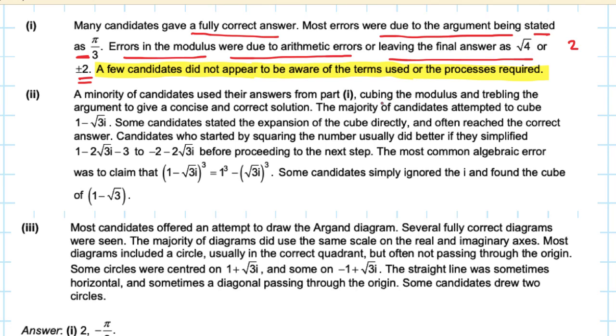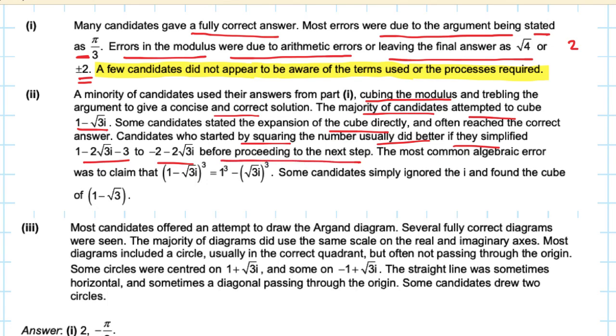Now in the second part, a minority of candidates used their answers from part 1, cubing the modulus and trebling the argument to give a concise and correct solution. Very good, this is a very good strategy. The majority of candidates attempted to cube this part. Some of the candidates stated the expansion of the cube directly, and often reached the correct answer. Candidates who started by squaring the number usually did better if they simplified this before proceeding, which we have done in our solution.